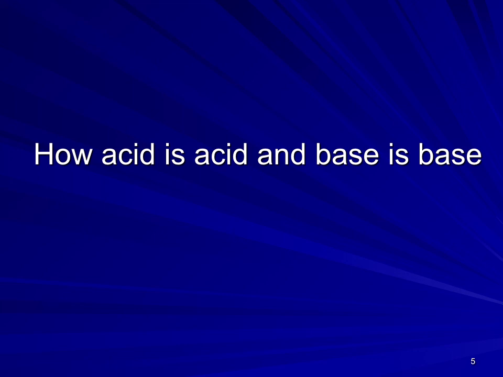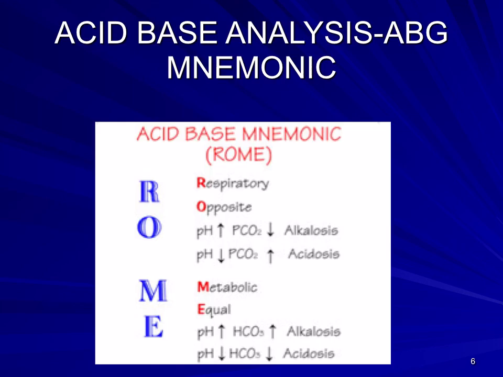So for ABG analysis, there is some kind of mnemonic which you need to memorize. Let's go to the next slide. It says ROME: respiratory opposite, metabolic equal. So when the pH is high and PCO2 is low, then it has to be alkalosis. And when the pH is low and the PCO2 is high, then it has to be acidosis.